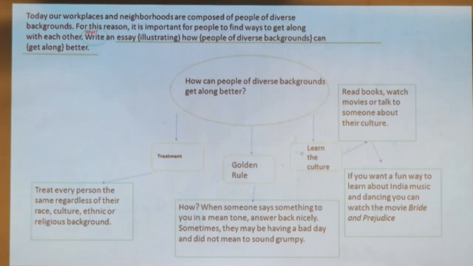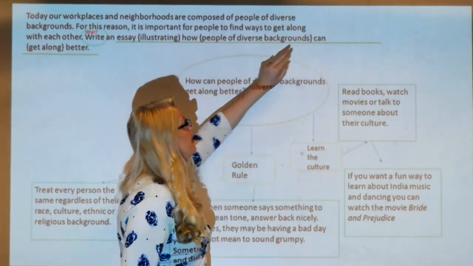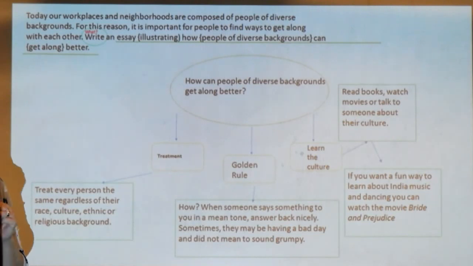Now I want to start the cub process. I'm going to circle a word that is bossing me. And the bossy word here is write. So I circle the word write, and then I write the word what above the word write, or a question mark. And then I ask myself, what do they want me to write? So then I have underlined an essay illustrating how people of diverse backgrounds can get along better. That's what they want from me.